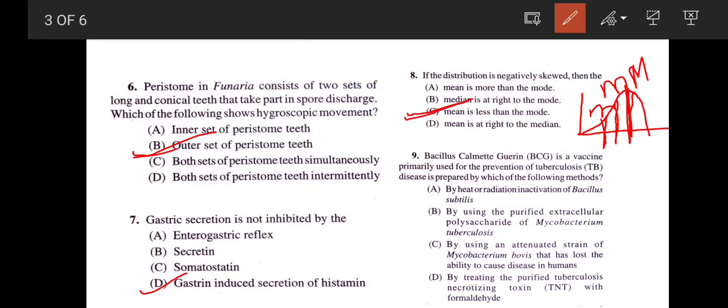Okay, next question, BCG is a vaccine primarily used for prevention of tuberculosis disease. It is prepared by which of the following methods? See here, four options are there. The correct answer would be option C. It is prepared by using an attenuated strain of Mycobacterium bovis. Okay, not Mycobacterium tuberculosis, it is Mycobacterium bovis.